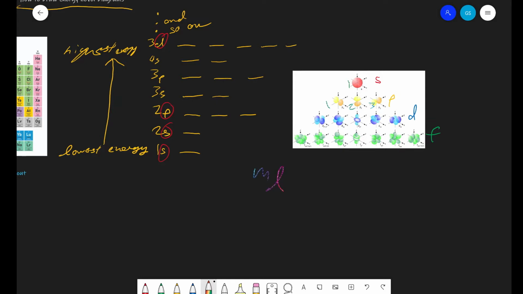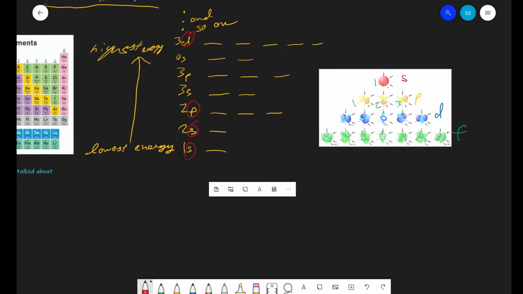Why am I forgetting it for some reason? I'm having a brain fart. ML, I forgot what it stands for. So much chemistry. But anyways, ML indicates the orientation, right? So L will tell you what the orbital is, and then ML will tell you how many and what the orientation is. So that's what's going on here in this little diagram I've drawn.